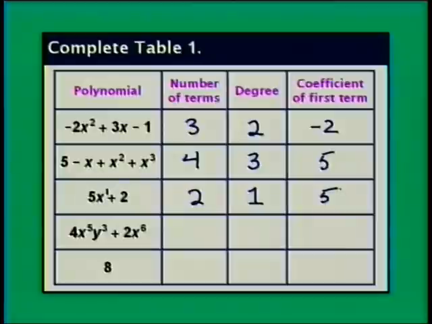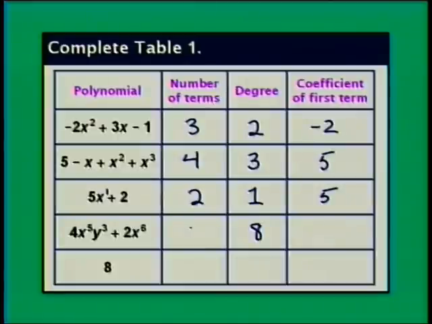The next polynomial, 4x to the 5th y cubed plus 2x to the 6th, has 2 variables x and y. And here we have to work a little bit more to figure out the degree. The first term has both powers of x and y. To figure out the degree of the first term, I add the exponents. 5 plus 3 is 8. The first term is an 8th degree term. The second term is a 6th degree term. The highest degree term is 8, so the degree of the polynomial expression is 8.